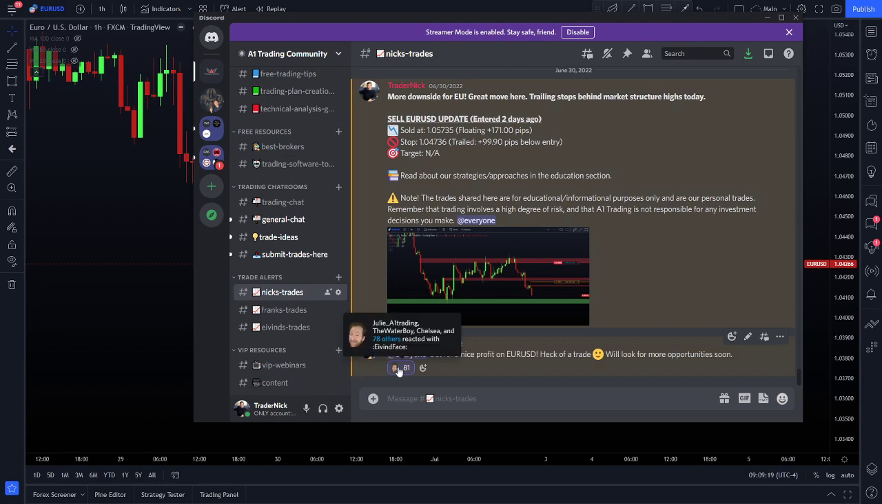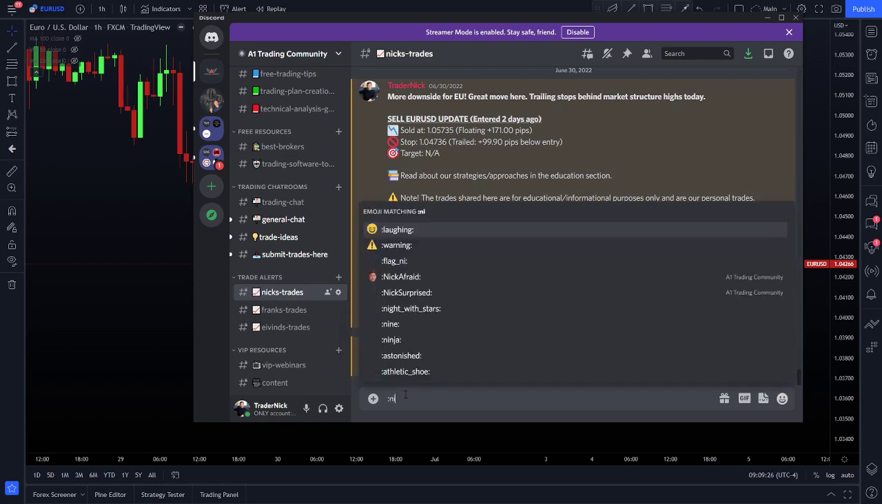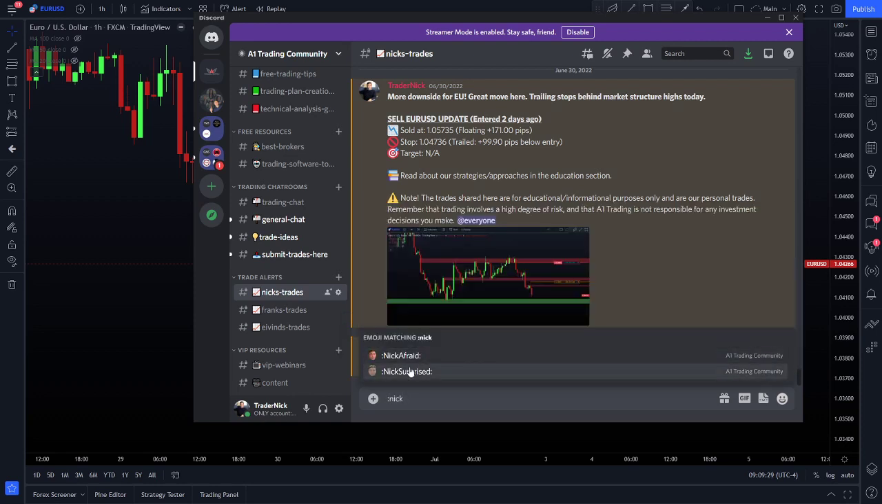And look at this, we just got custom emojis in there, and we got Ivan's face in there. We also have me too, which is just hilarious. So let me see, Nick afraid. I could put myself surprised. It's a little bit weird, but we're having fun with it.